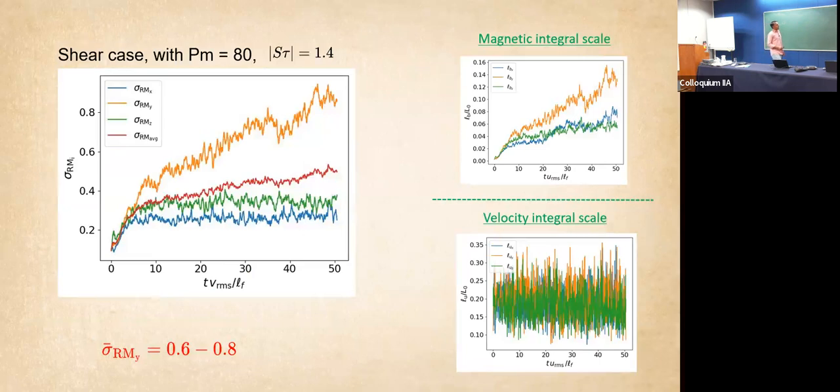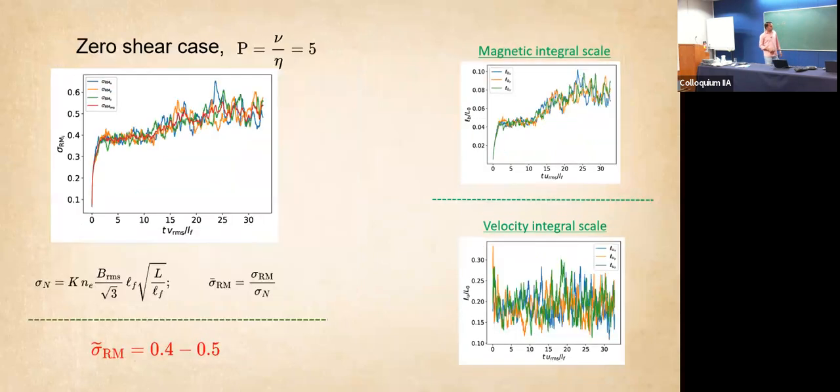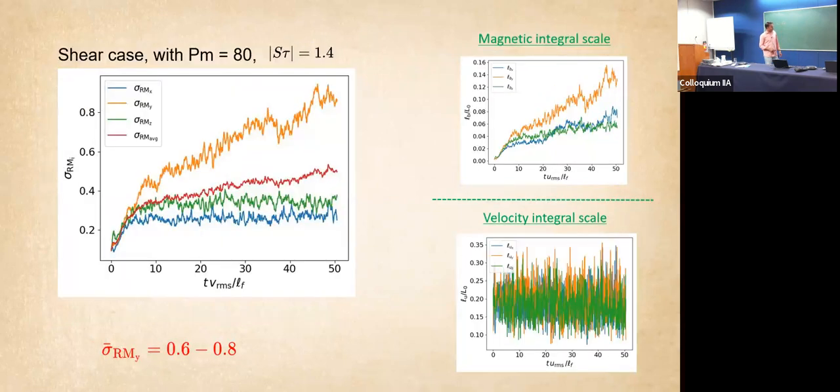In case of shear, for this particular value, the RM, especially in the y direction, that is in the direction of the shear, actually has quite a large value as compared to the other two directions. This is the x direction and this is the y direction. It is almost 2 times what we find in the other two directions. Compared to the previous 40 to 50%, particularly in the y direction it is around 60 to 50% value.